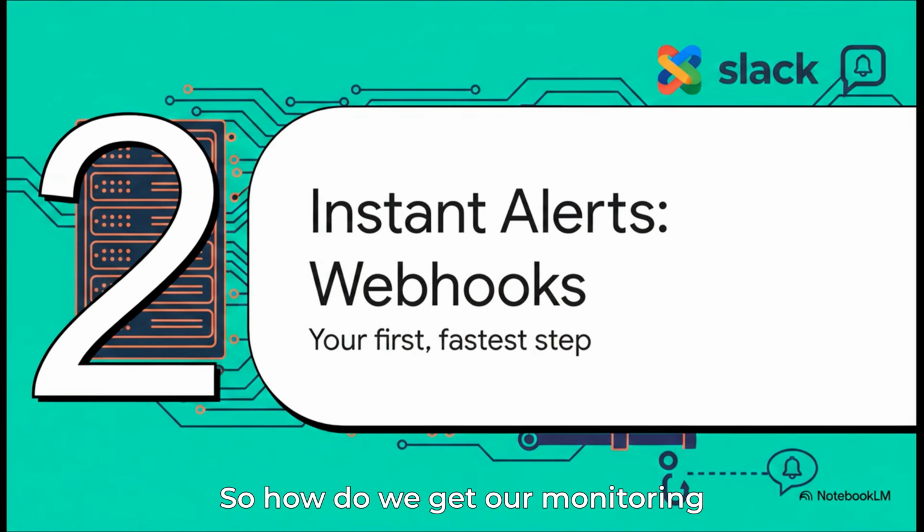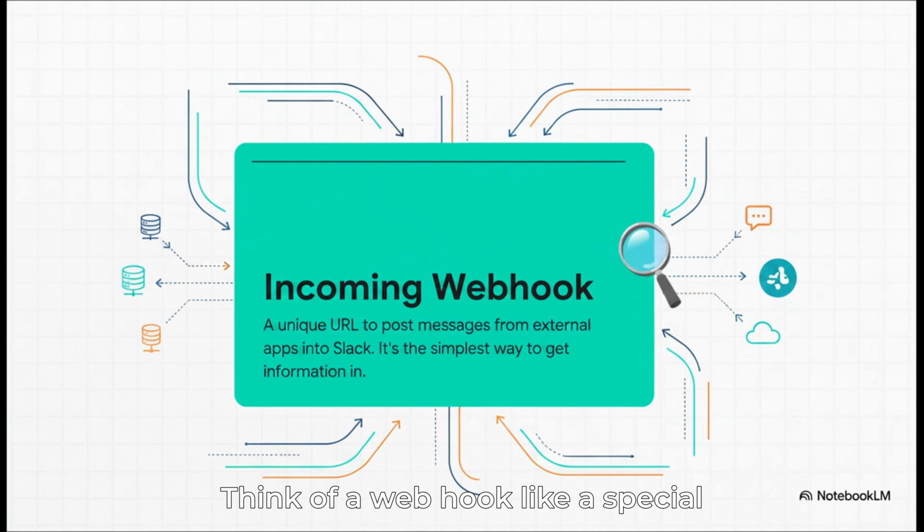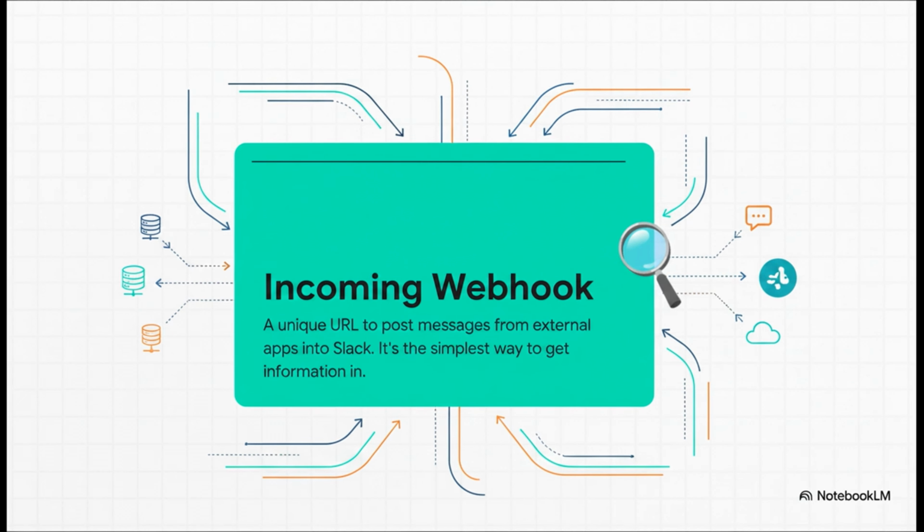So how do we get our monitoring systems to talk to us before our users do? We're going to start with the simplest and, honestly, one of the most powerful tools in the box, an incoming webhook. Think of a webhook like a special, private web address just for your Slack channel. Pretty much any application that can send a standard web request, which is basically every modern tool out there, can send a message directly into that channel. No complicated APIs, no authentication tokens to juggle, just one URL.